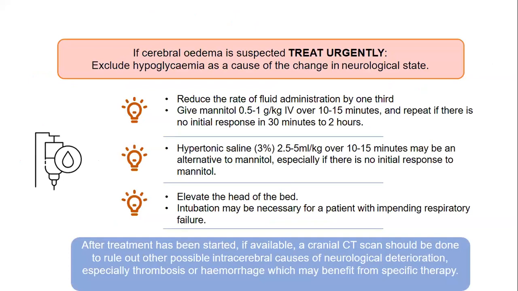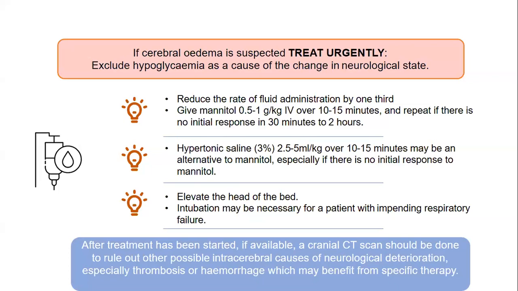If you suspect cerebral edema, you have to treat it urgently, and you exclude hypoglycemia as the cause of change in neurological state. You reduce the rate of fluid administration by 1/3. You give mannitol 0.25 to 1 gram per kg over 10 to 15 minutes, and then you can repeat after 30 minutes. The alternative is hypertonic saline, 2.5 to 5 ml per kg given over 10 to 15 minutes, and you can repeat also if there's no response. And you elevate the head of the bed.